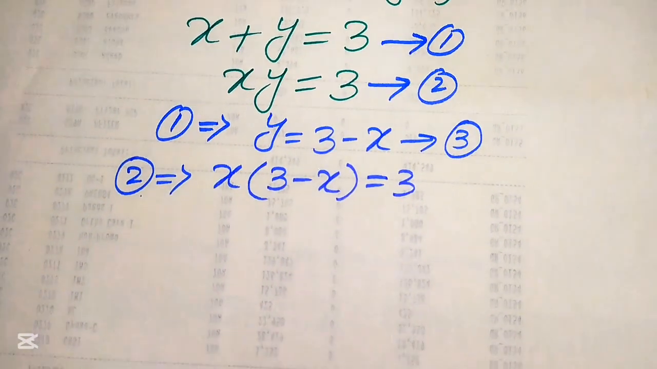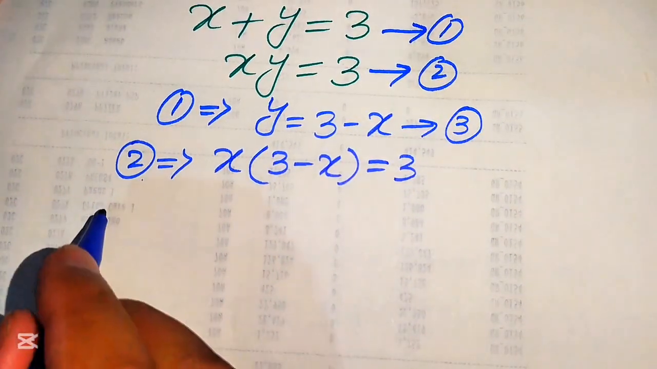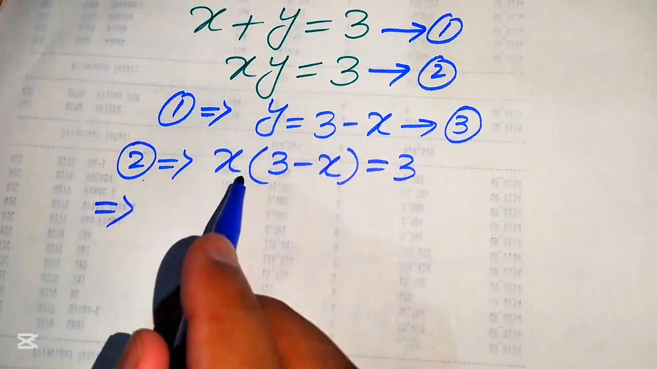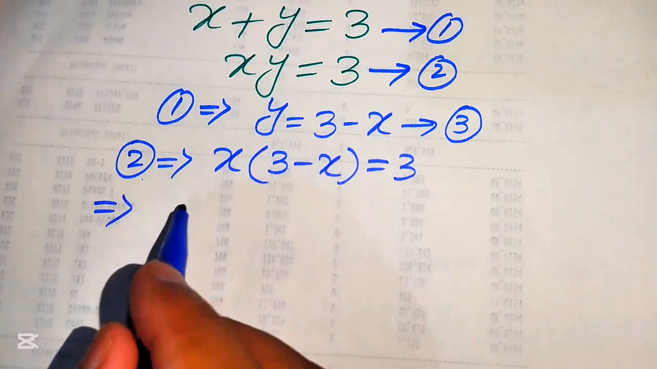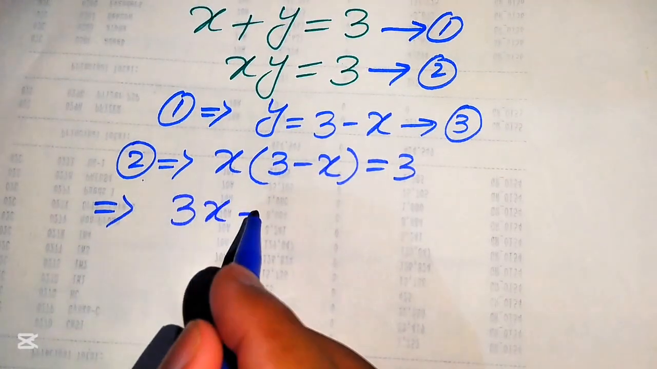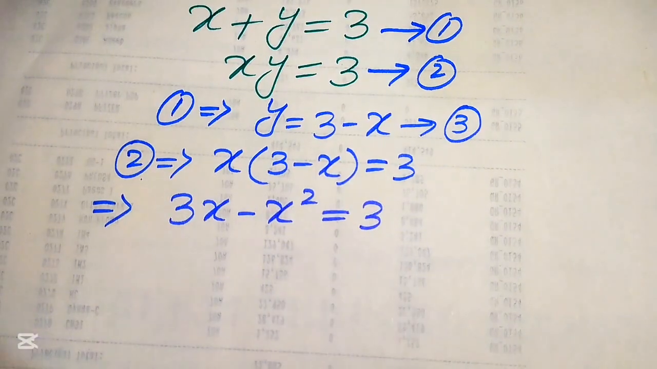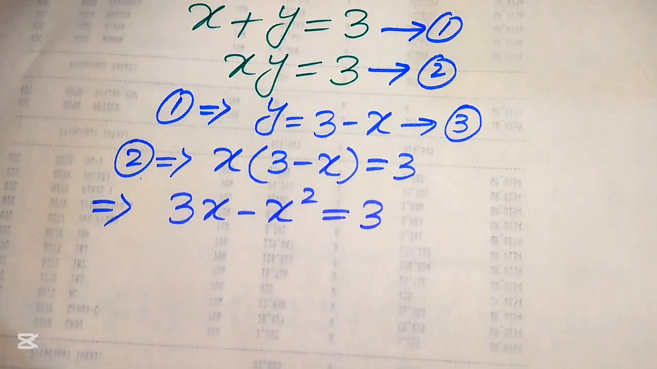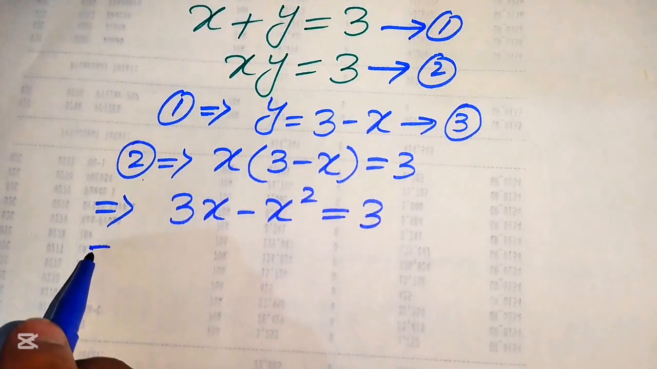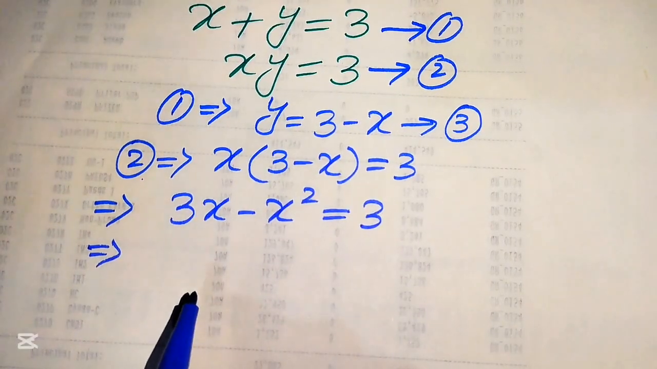And now in the next step we need more simplification, and we multiply this x on each of these values and it will be written as 3x minus x square equals 3. So now you see this is a quadratic equation in the x variable, but not in the standard form, so we convert this into the standard form.